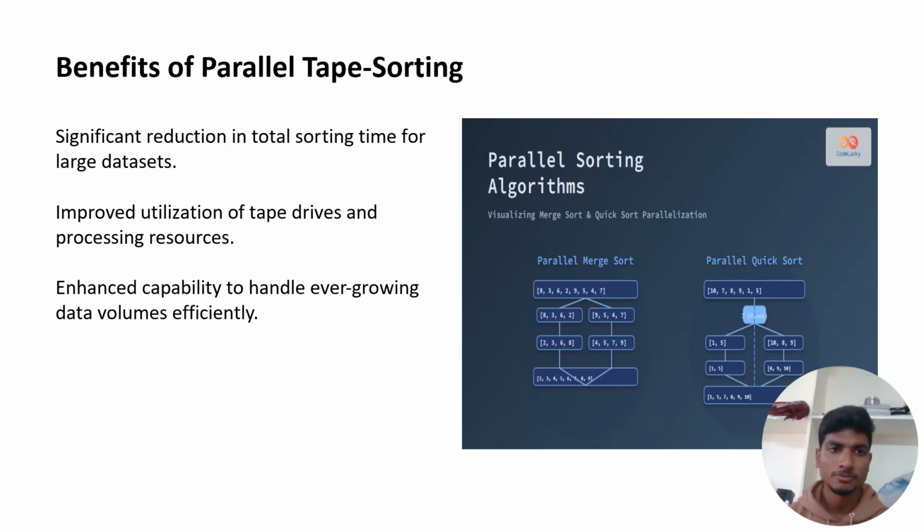Benefits of parallel tape sorting. Significant reduction in total sorting time for large datasets. Improved utilization of tape drives and processing resources. Enhanced capability to handle ever-growing data volumes efficiently.